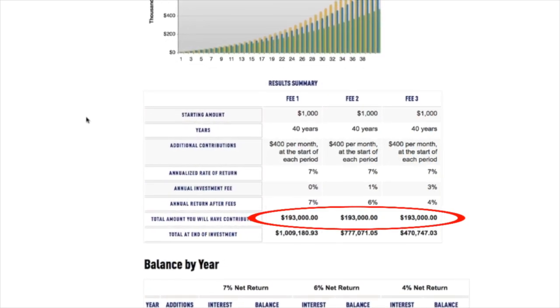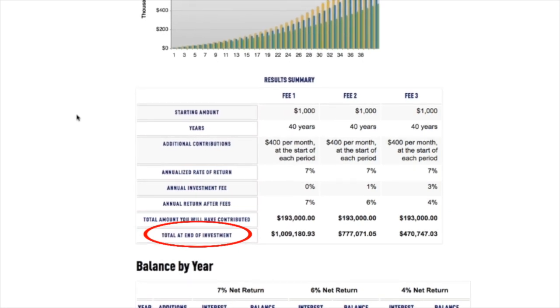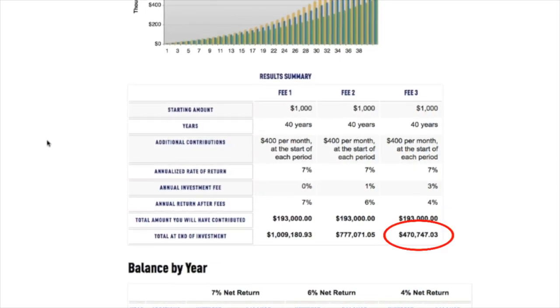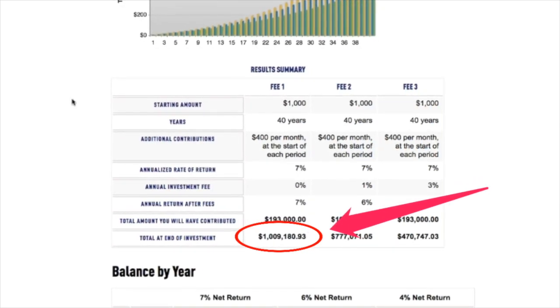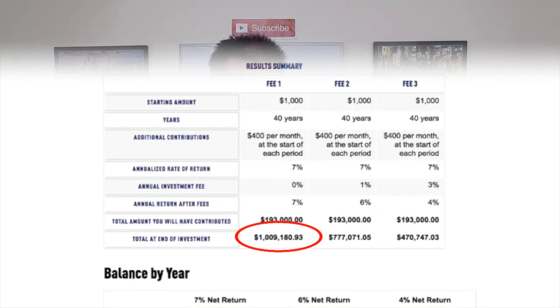But when you look at the difference between the fee structure in column 3 at less than $500,000, and then you compare it in fee 1, which is 0 fees, you've got over $1 million, guys. That is over double the value in that account by just removing the 3% fee in the account. The difference in the two accounts in this particular example is going to be $500,000, over double what you could get in a managed account. The self-directed account will render over $1 million of accumulated value over the 40-year investment time horizon.